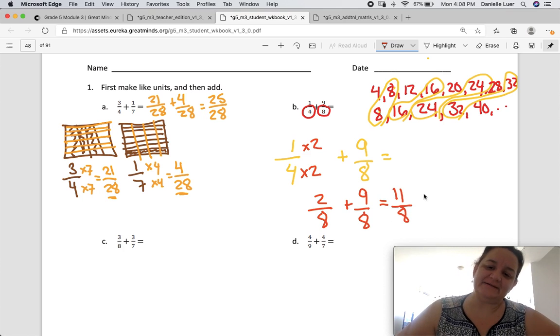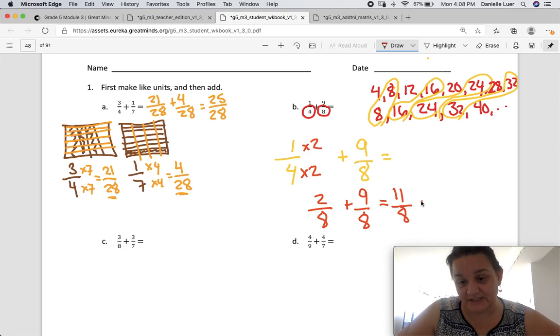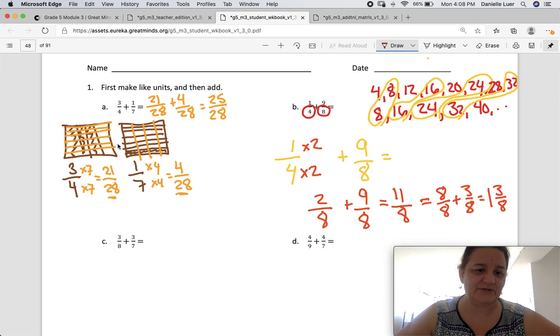Now that is an improper fraction, so I want to change it into a mixed fraction. I can split that apart: 8/8 plus 3/8, right? 8 plus 3 is 11. And then I could change 8/8 to 1 and 3/8. So I did all of that and I didn't use my area model here. Instead, I only used numbers. Let's try the next one.